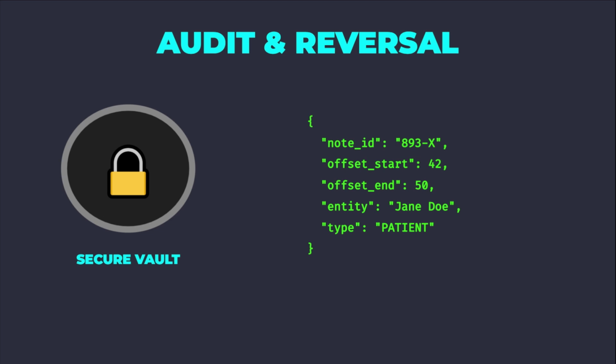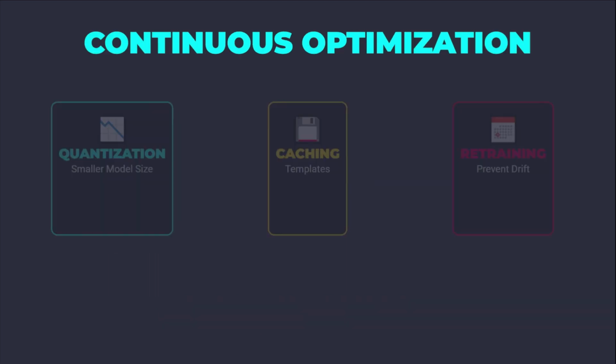This mapping allows for precise programmatic reversal of the redaction if necessary, without exposing the original data to the general application layer. Implement strict encryption and access controls, such as role-based access control, on the vault containing the original notes, ensuring only authorized compliance officers can initiate the reversal process.